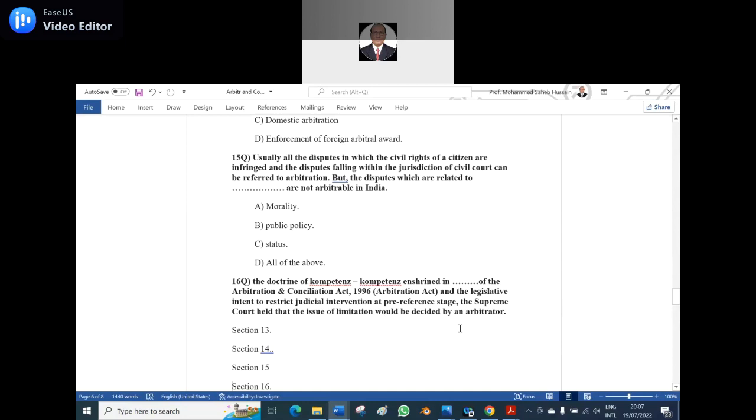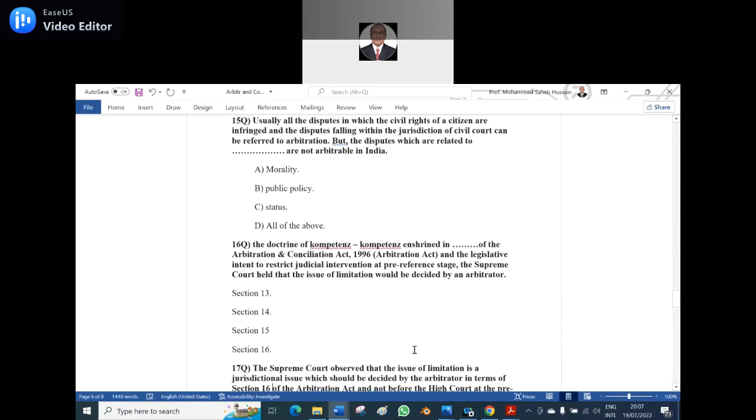Section 14, sir. Section 15, sir. Section 14 is the right answer for that question. It is about competence-competence. This is a doctrine which can be used over there in the section.